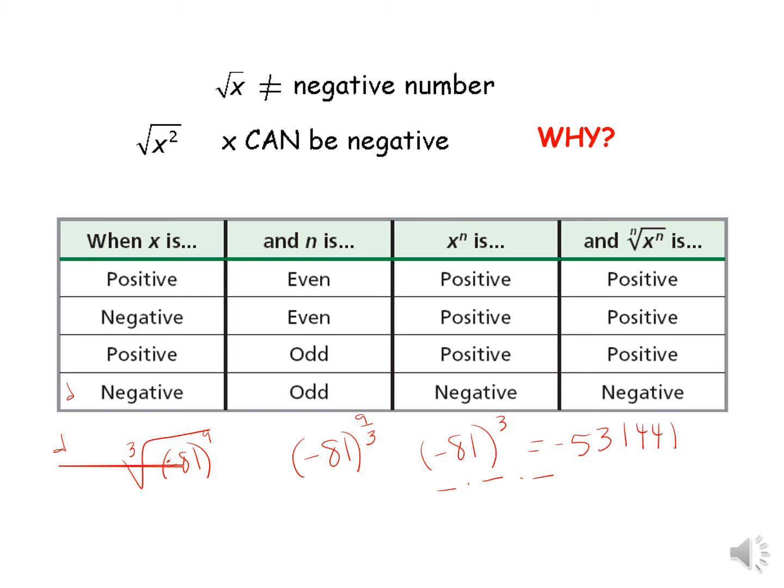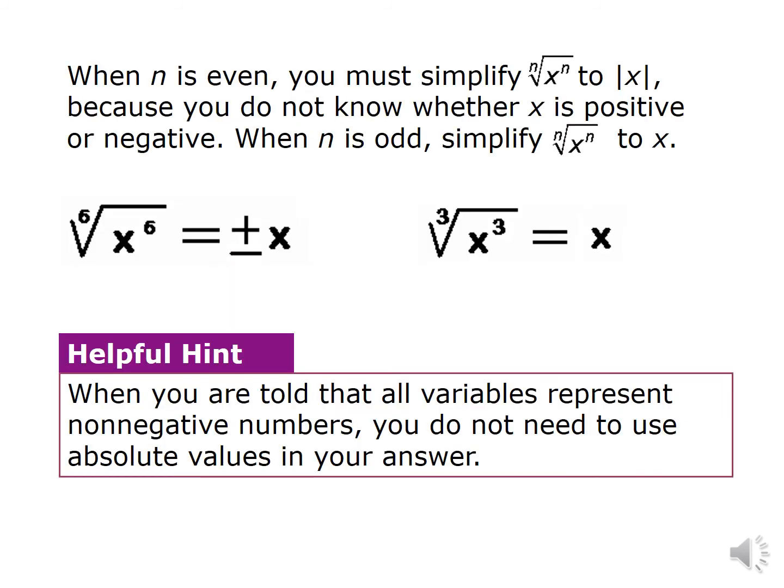So that's just showing you examples of all of those. This is reminding you that when n is even, you must simplify to an absolute value. Now, they're giving you this rule because you don't know whether x is positive or negative. But when n is odd, you simplify to this because the only way it could have an answer is if it's odd. Now, after they give you that big rule and it's kind of confusing, they say, but when you are told that all variables represent non-negative numbers, meaning you don't have to worry about negatives, you don't need to use the absolute values in your answer. So if you'll notice in your homework, they give you that rule so you never have to worry about doing this.